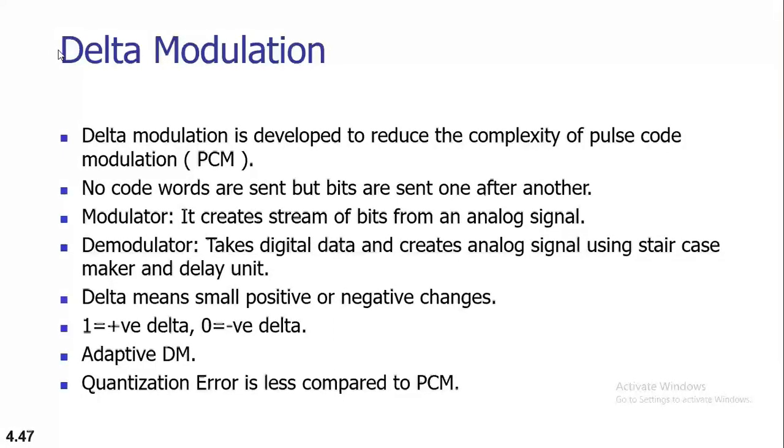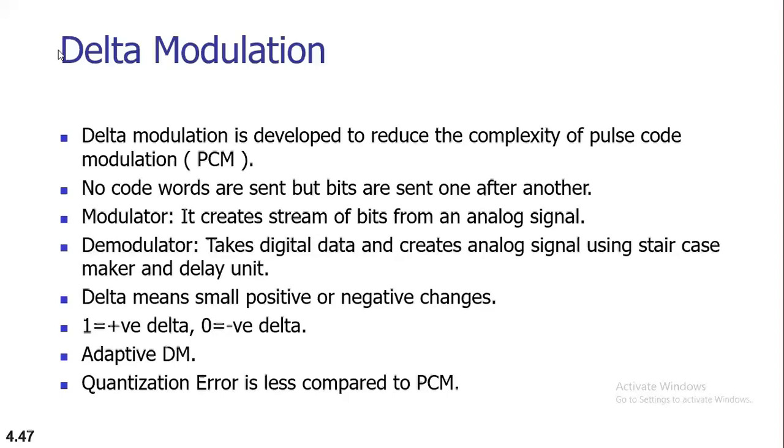Today we are going to discuss delta modulation. The importance of delta modulation is that it is a process where we convert an analog signal to digital data. The reason we have come to delta modulation is that for converting an analog signal to digital data, people used to have pulse code modulation, but the complexity associated with pulse code modulation is very high. So to overcome that, we have delta modulation for converting an analog signal to a digital signal.